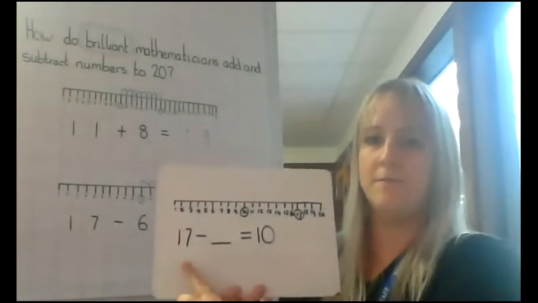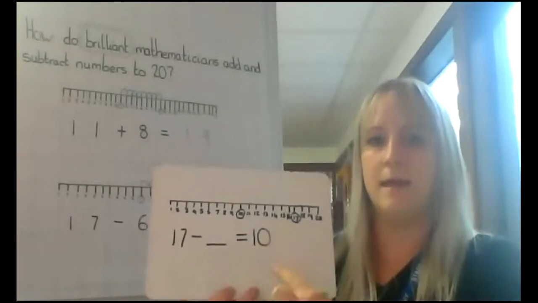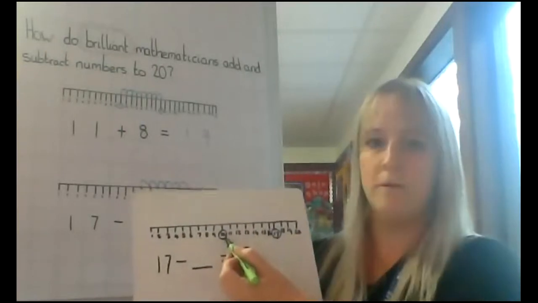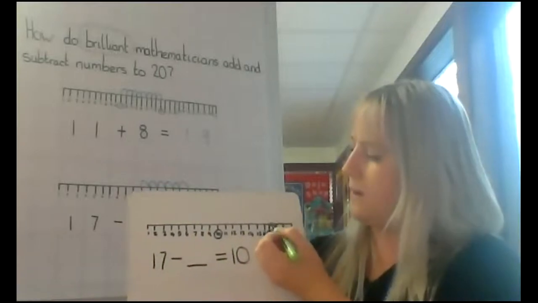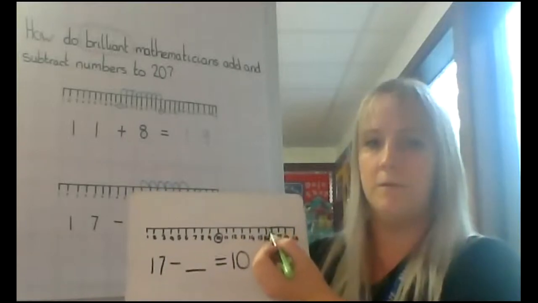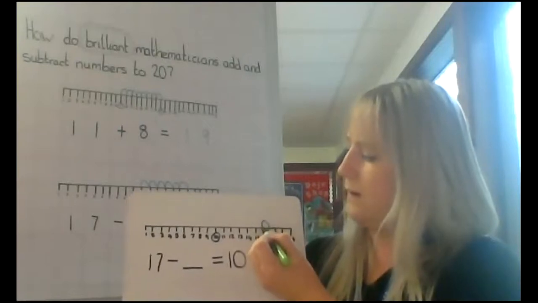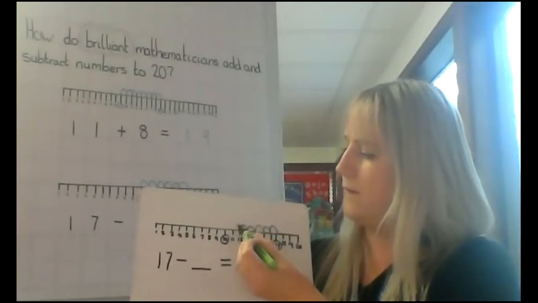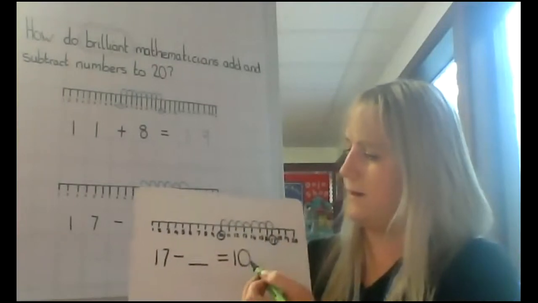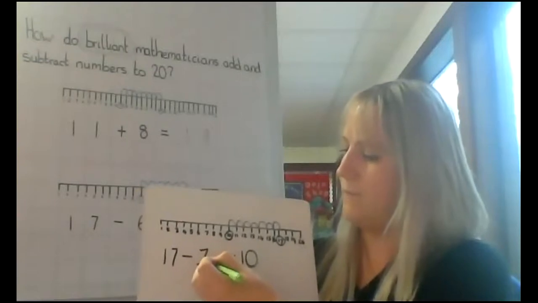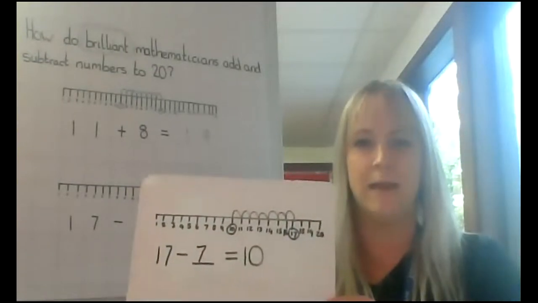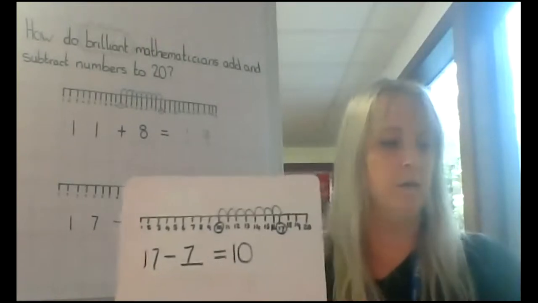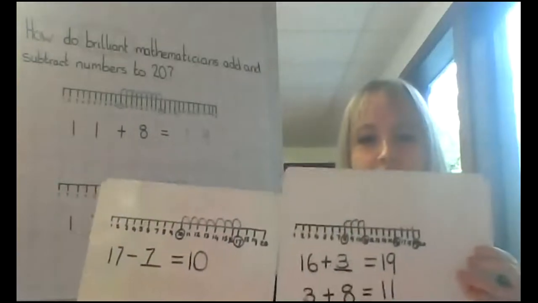So here I have 17 take away something equals 10. So again, I circle my 17, I circle my 10. And this time I'm going to count backwards and I'm going to count the number of jumps that I do. 1, 2, 3, 4, 5, 6, 7. And I wrote my answer here. So if you fancy something a little more challenging, you could ask your grown-up to write you some missing part number sentences for addition and subtraction.